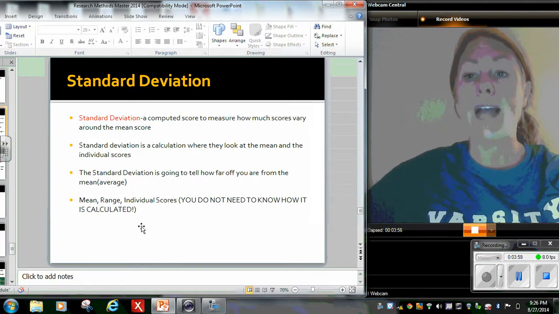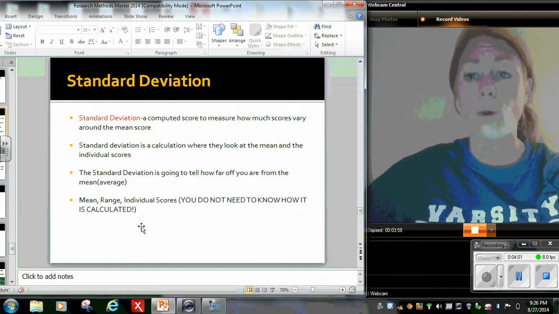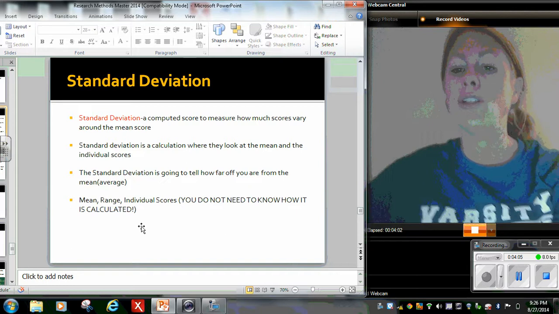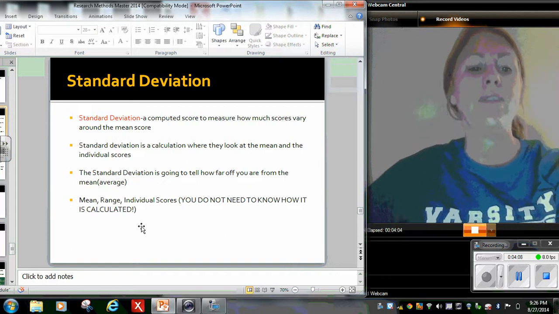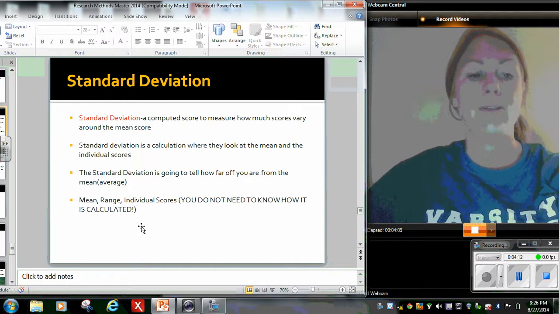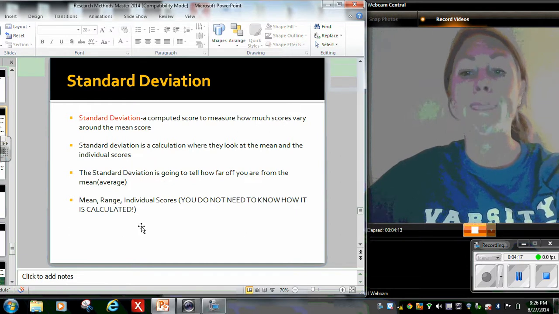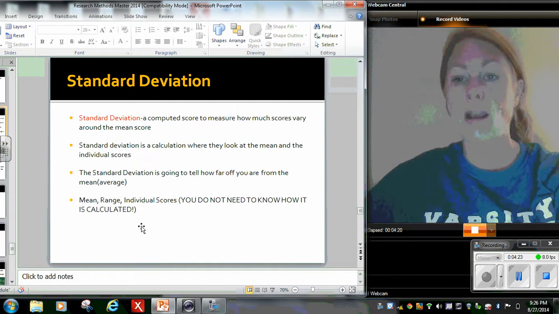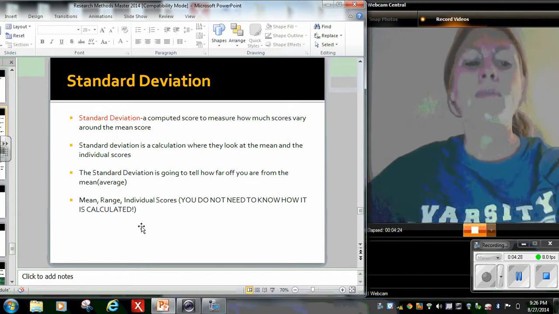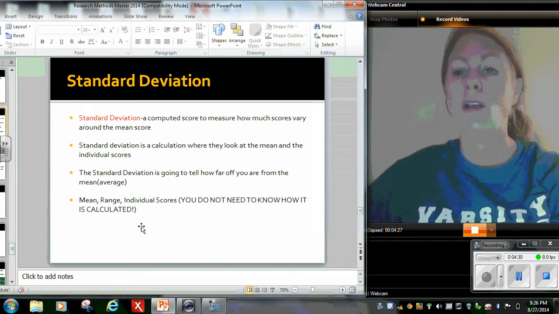Standard deviation is how far your number, your quiz score, actually deviates from the mean. So how far is your number off from the mean? Standard deviation is a computed score to measure how much scores vary around the mean score. Standard deviation is a calculation where they look at the mean and individual scores. Okay, the standard deviation is going to tell you how far you are off from the mean. How far did you deviate? Did you stray from the path? The mean, the range, and individual scores are calculated.